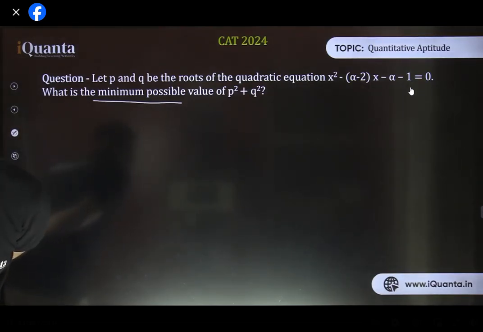Five, 6, 5, okay, minus alpha. We are getting different answers here. Okay, let's see here. So p and q are the roots of this equation. What is the minimum possible value of p square plus q square?